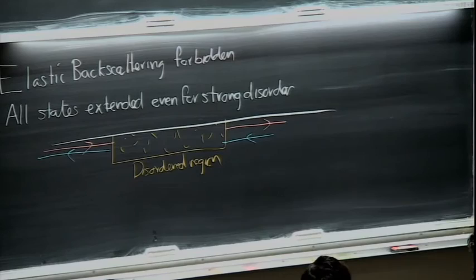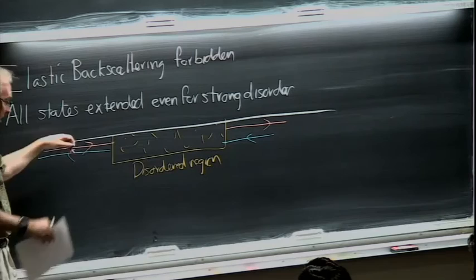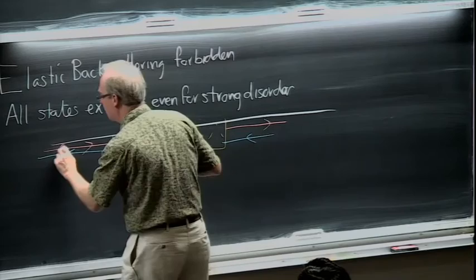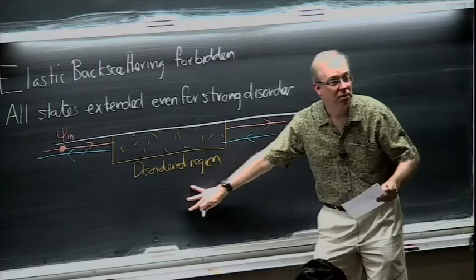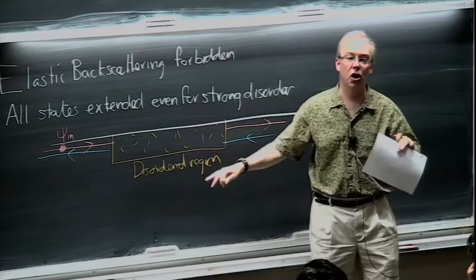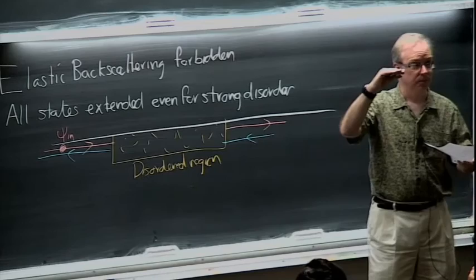Okay, and so now I want to ask the question. Let's suppose I'm an electron, and I'm coming in from the left. So I have some psi in here coming in. What happens to me? Well, I know I have a gap down in the bulk. I'm assuming I have a gap in the bulk, so I'm assuming that the disorder is not so great that I have destroyed the gap in the bulk.